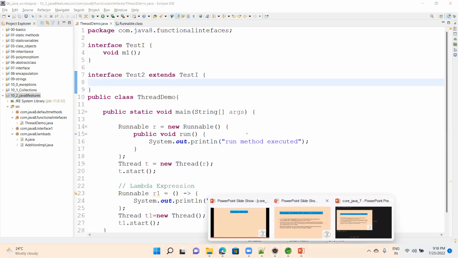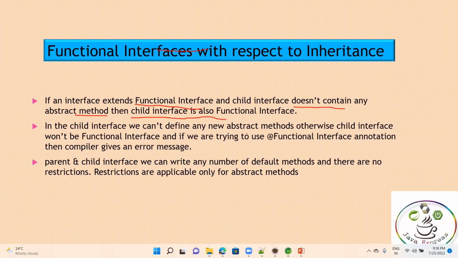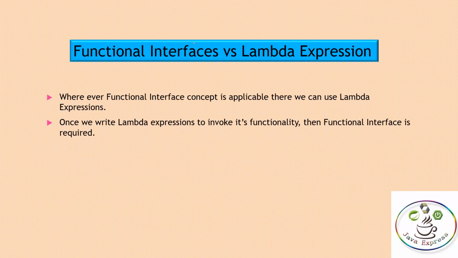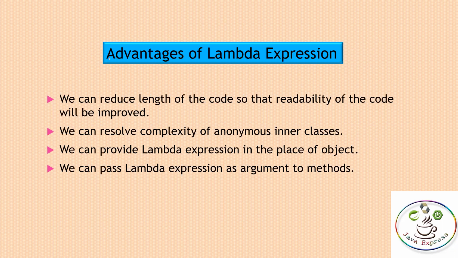Now what are the advantages of using this interface? See here, what is the difference between functional interface versus lambda expression? Whenever functional interface concept is applicable, we use lambda expression. Lambda expressions are used to invoke the functionality. So then only functional interface is required in your project here. Whenever you are using Java 8 functionality, what is the advantage of lambda expression? See here, we can reduce length of the code.